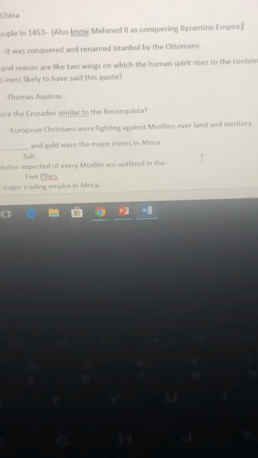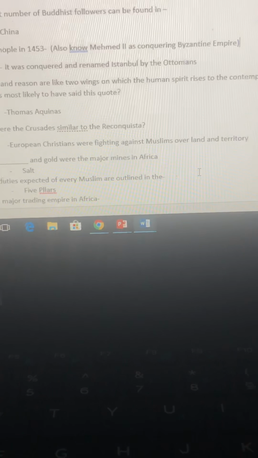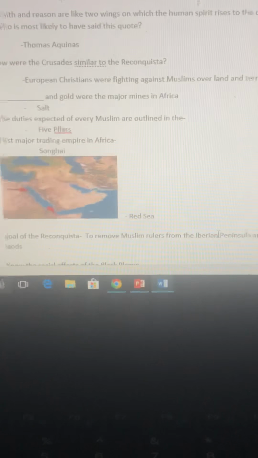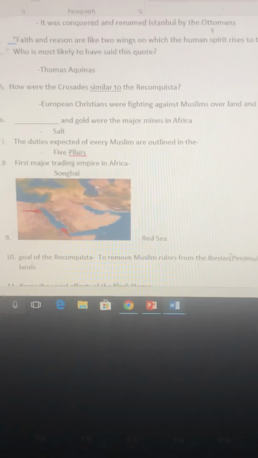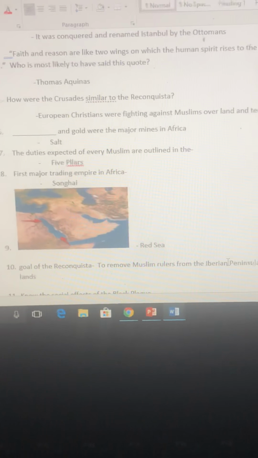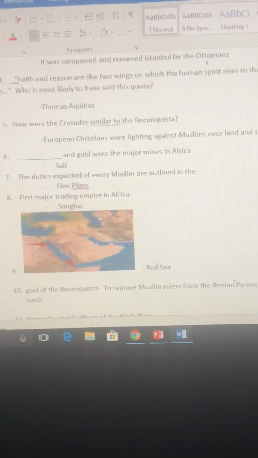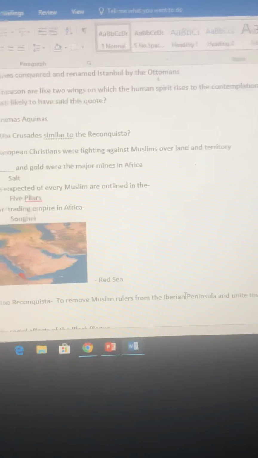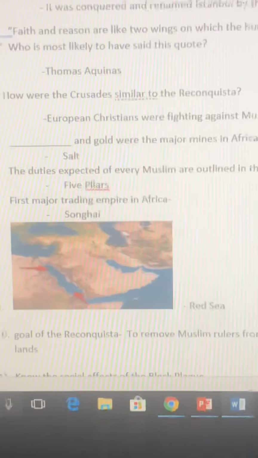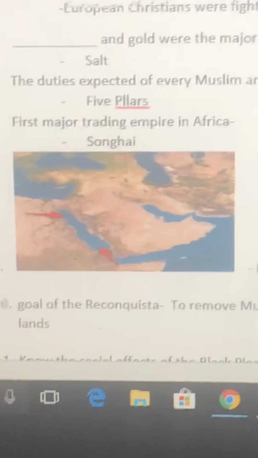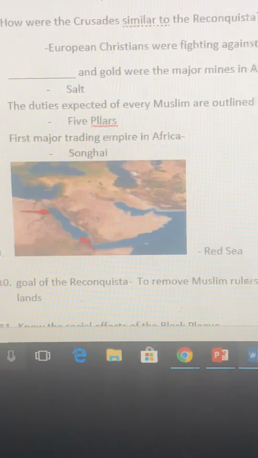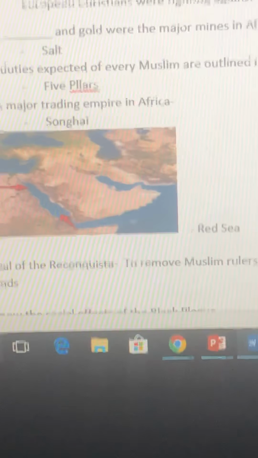How were the Crusades related to the Reconquista? European Christians were fighting against Muslims over land and territory. What were the major minerals in Africa that made them successful? Salt and gold were two major things being traded. The duties expected of every Muslim are outlined in the 5 Pillars. The first major trading empire in Africa was Songhai.